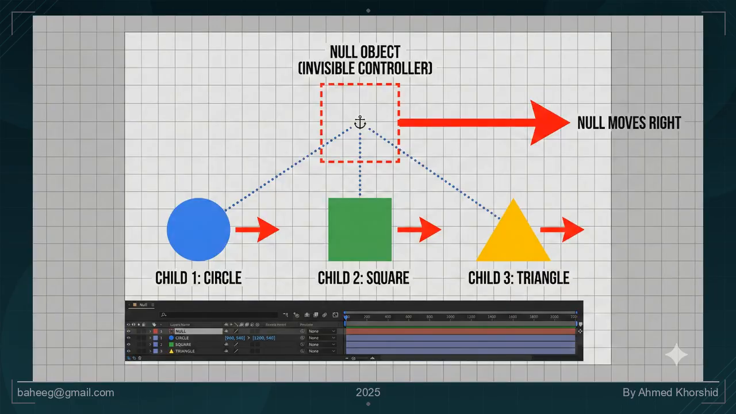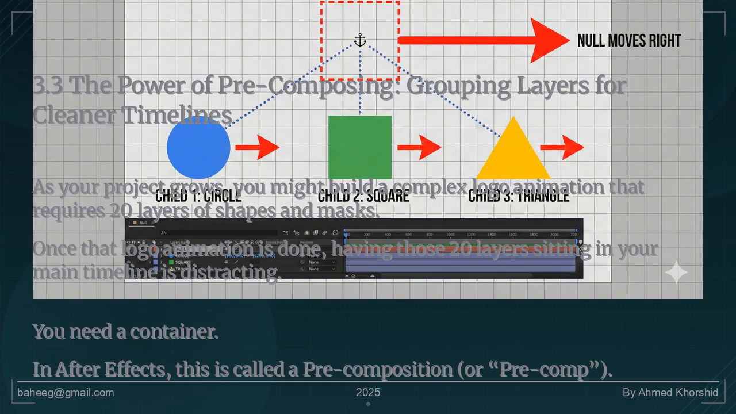Figure: diagram showing a null object acting as a puppet master. A red square outline represents the invisible null. Dotted lines connect it to 3 separate shape layers, a circle, a square, and a triangle. Arrows indicate motion. As the null moves right, all 3 shapes move right in unison. The background is a simplified AE grid.